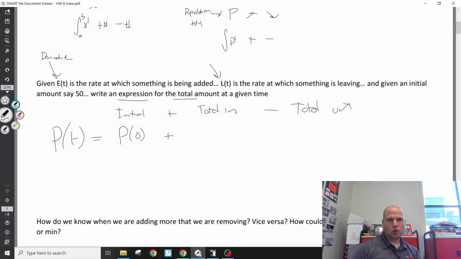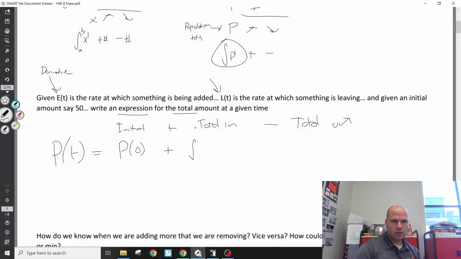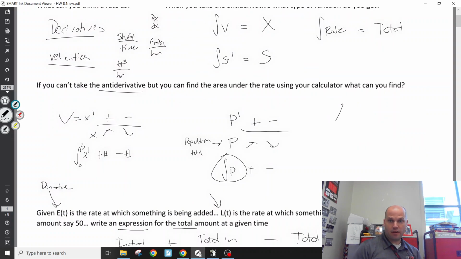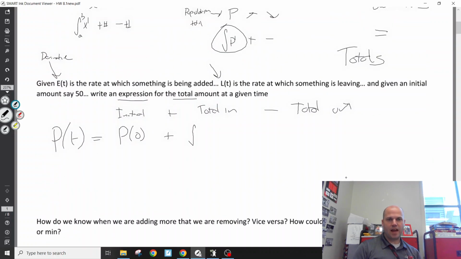To find the total in, I need the area under my rates. The area under derivatives are totals. It's probably what I should say, like area under derivatives equals change in totals, displacements, like we learned in Unit 7. So I'm going to find the area from 0 to some time. I'm going to put t here. Don't worry about it. It's just like I'm going to find the area from 0 to like 8 of E. And that's going to tell me the total in.